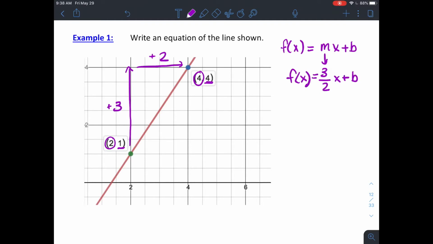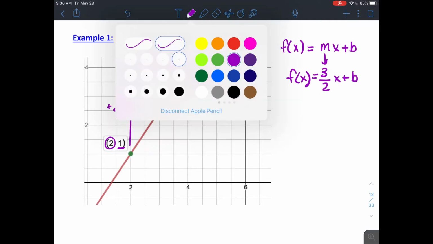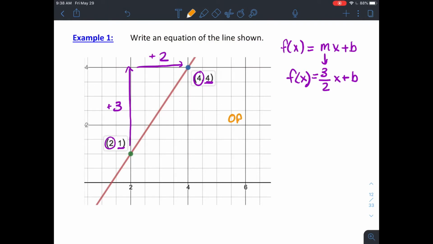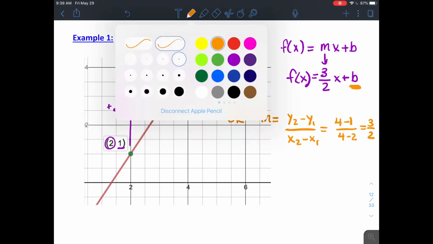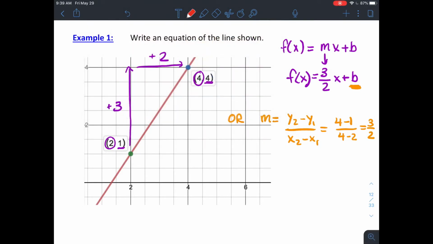If you don't have a graph of it, all you have is your points, it might be easier just to use your formula for slope. So you could subtract your y values to see how far your rise goes, subtract your x values to see how far your horizontal distance goes. What matters is that you keep the same order top and bottom. So if I start with the point 4, 4 on top, I need to start with it for my x value on bottom as well. Either way, you'll get 3 halves.